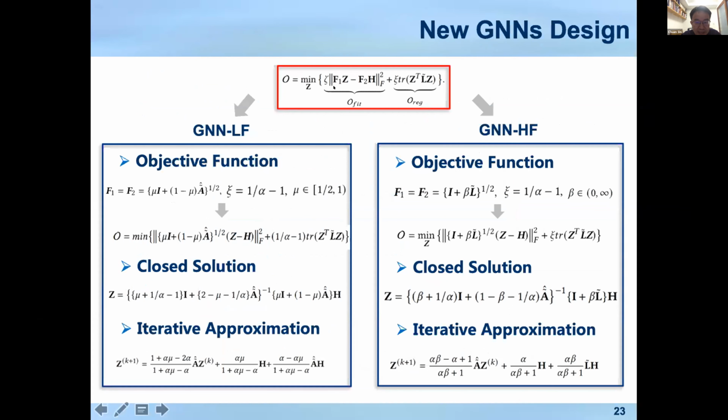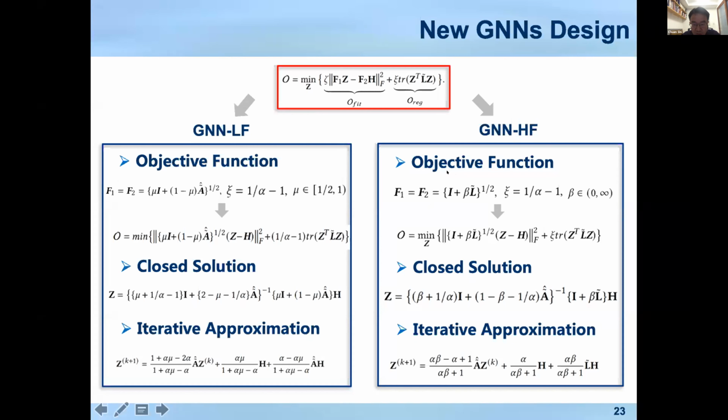Furthermore, we design new GNN by denoting the graph convolutional kernel, F1 and F2. For example, we designed F1 and F2 in this equation. In fact, it is a low pass filter. Then we can get the closed solution and the iterative approximation.